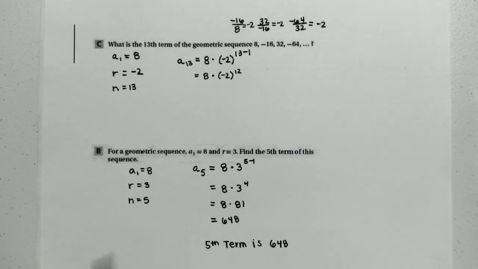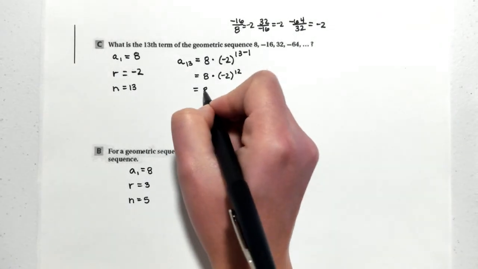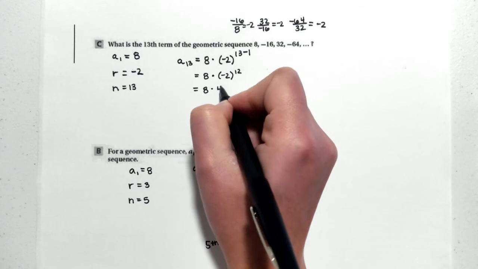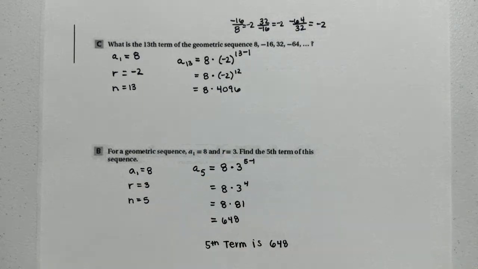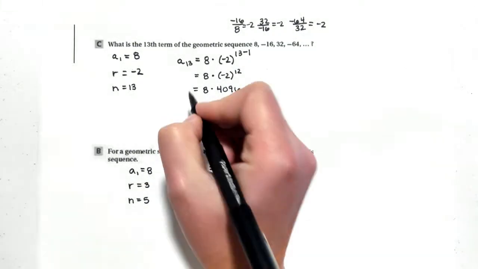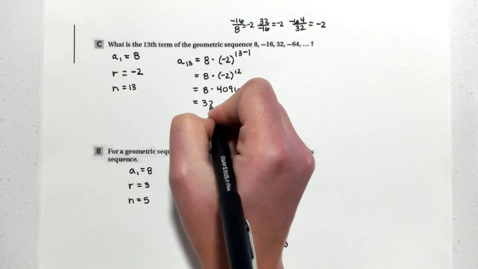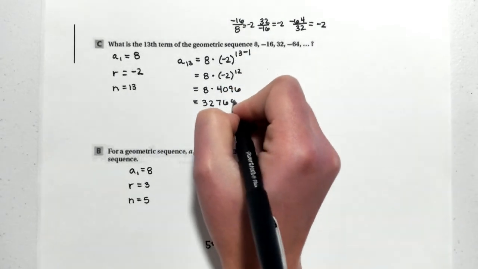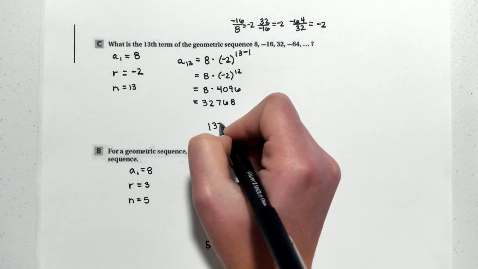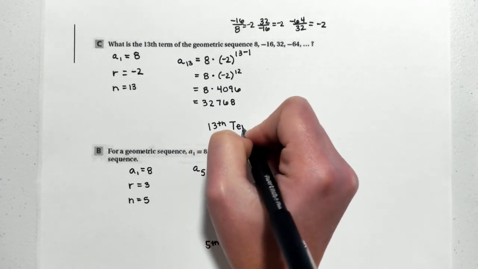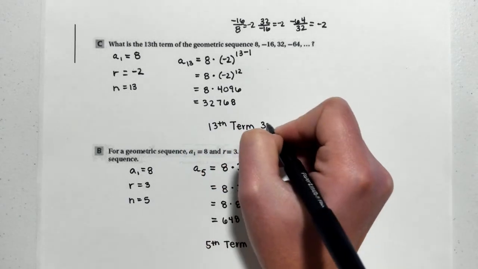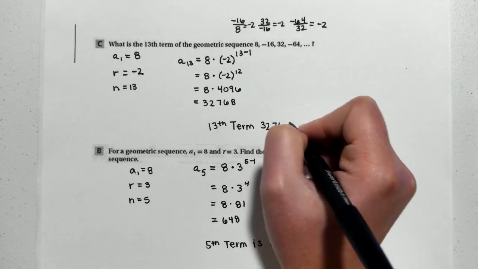So we're going to have 8 times 4,096, and then we just have to multiply by 8. So we get the number 32,768. So the 13th term here is a very large number. It's 32,768.